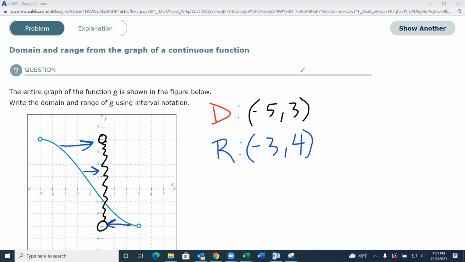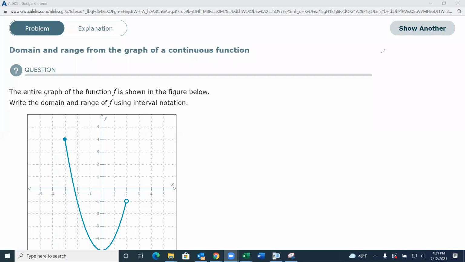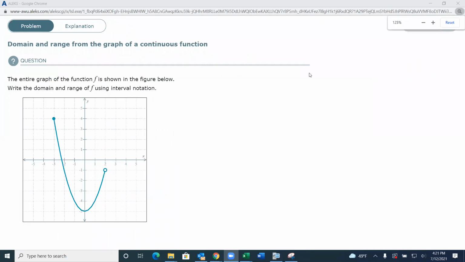And that is how you find the domain and range from a graph. Incidentally, they didn't ask us to do it, but this would be the domain and the range in inequality notation, if they ask you to do it. But they asked for the interval notation. All right, let's do one more of those, and I need to zoom out just a little.